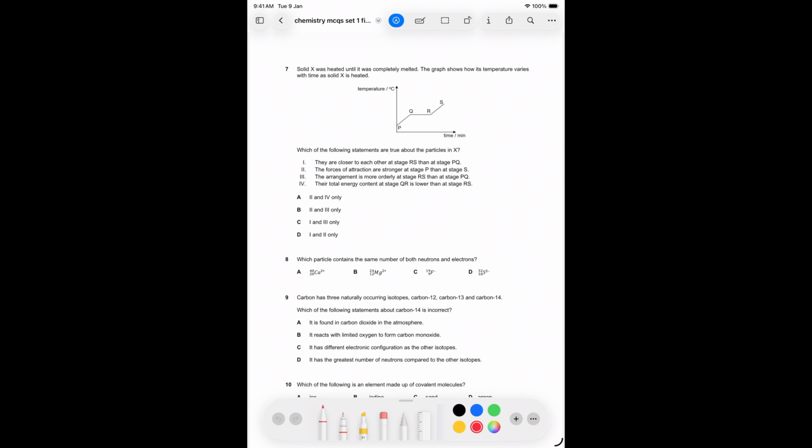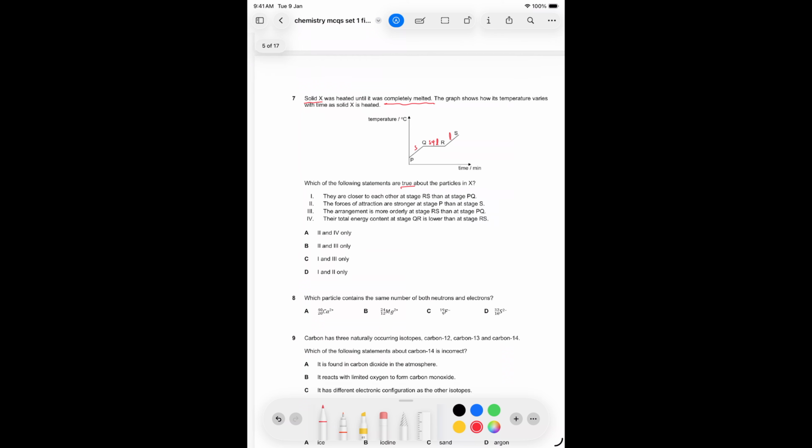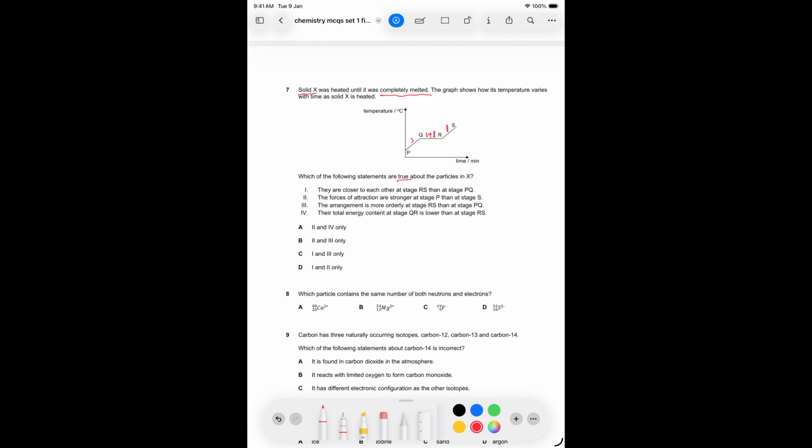Question 7. Solid X was heated until it completely melted. Okay, and then which of the following are true about particle X? So if you zoom in, take note, it started at solid state. So this is a solid plus liquid, and this is liquid. So let's look at the options. Option 1, they are closer to each other at stage RS. RS is a liquid state, and PQ is a solid state. So in liquid state, they are closer. That's not true. They are actually further apart.